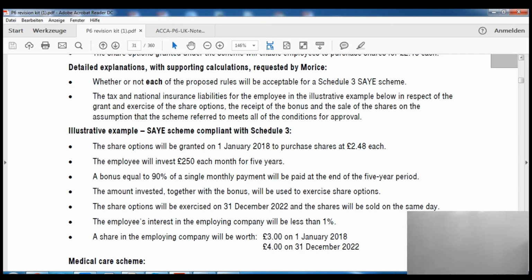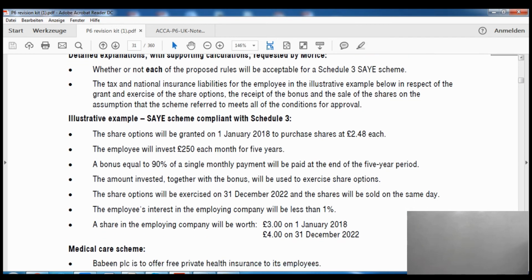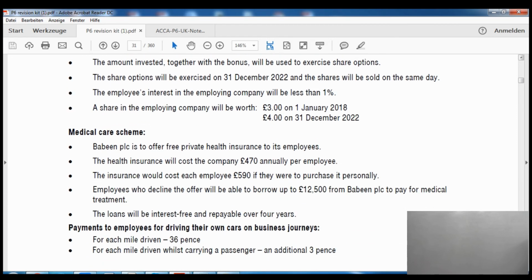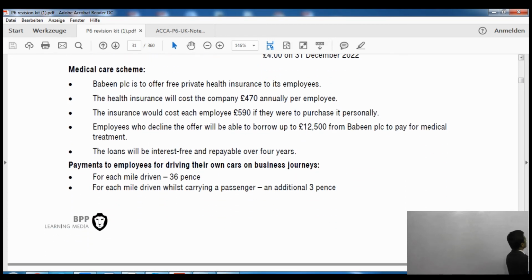Or even if you just identify which things are right for this proposal and which are not, that is absolutely fine. You don't have to do anything else, because most of the things we haven't studied yet. Then it says medical care scheme. You can do this portion as well.